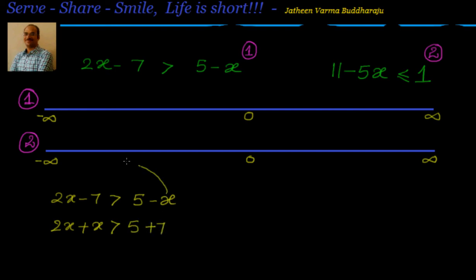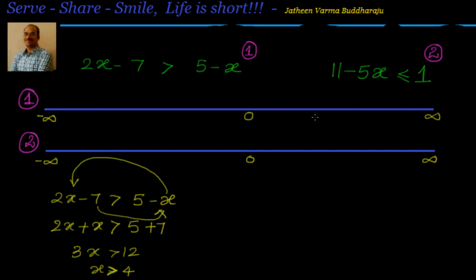How have we done that? We have sent x that side and 7 this side. Whenever you transpose in equations, the sign will change. Minus will become plus and again minus will become plus. Or actually, you want to get rid of minus 7, so you are adding 7 on both sides. It's the same. So 3x is greater than 12, or x is greater than 4. So the solution for the first one is x is greater than 4.